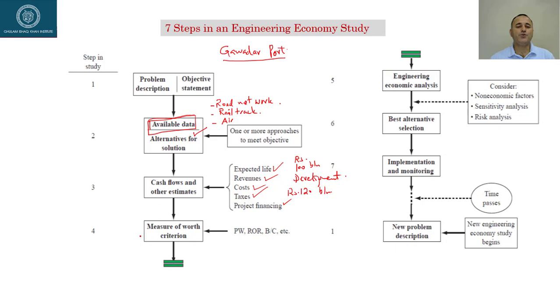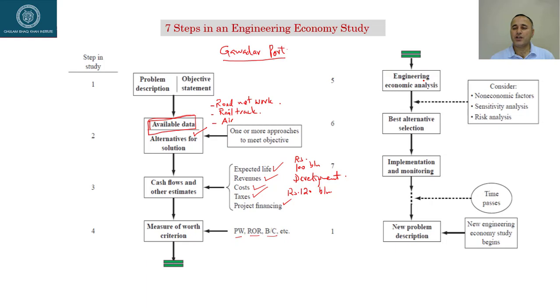Now, once you do that, of course, you have to use a yardstick to measure which alternative is better. There are some tools, like present worth, rate of return, benefit cost analysis, and some other tools as well. But please keep in mind that while evaluating different alternatives, you have to use the same yardstick, and only then your analysis is comparable. In engineering economic analysis, you also look at non-economic factors, sensitivity analysis, and risk analysis. We will cover these in this book.